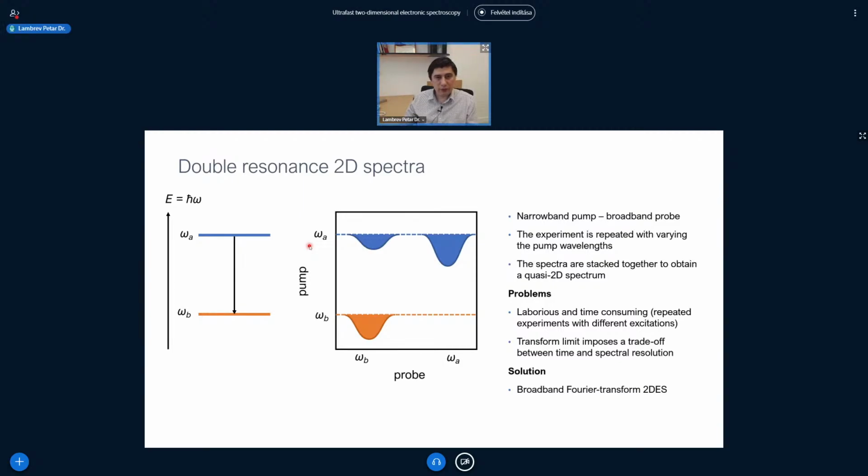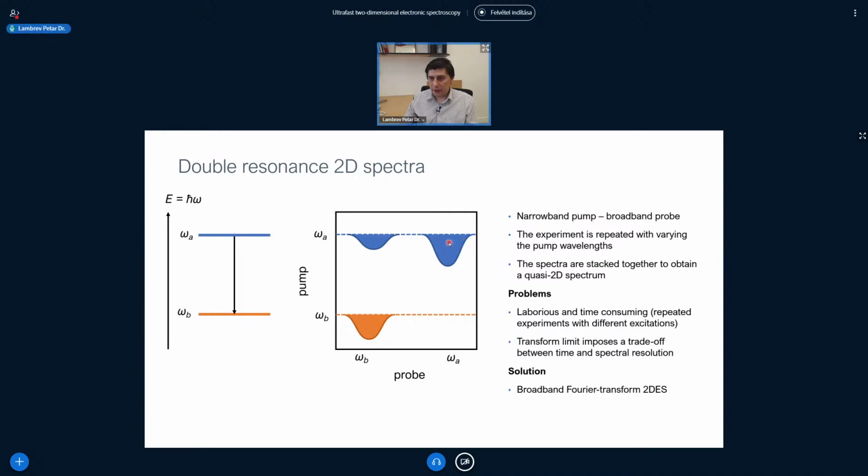So how do we do the two-dimensional spectroscopy? How can we measure two-dimensional spectra? The simplest way is you can think of the two-dimensional spectrum as just we repeat a number of transient absorption measurements with different pump colors, with different pump frequencies. And then we can stack them together vertically to make the two-dimensional spectrum. This is possible and it's doable and people do it. So you can take a series of measurements varying the color of the pump and then stack them together.